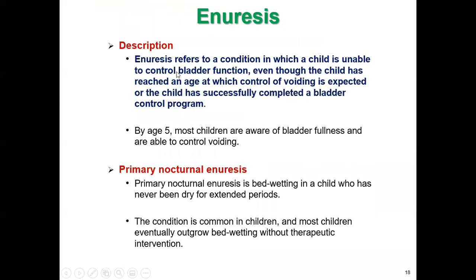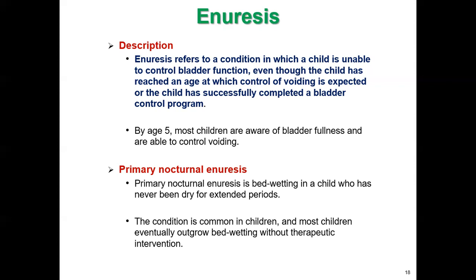What next? The next topic here is enuresis. It refers to a condition in which a child is unable to control bladder function, even though the child has reached an age at which control of bladder is expected, or the child has successfully completed a bladder control program. By the age of 5, most children are aware of bladder fullness and are able to control the bladder, right?